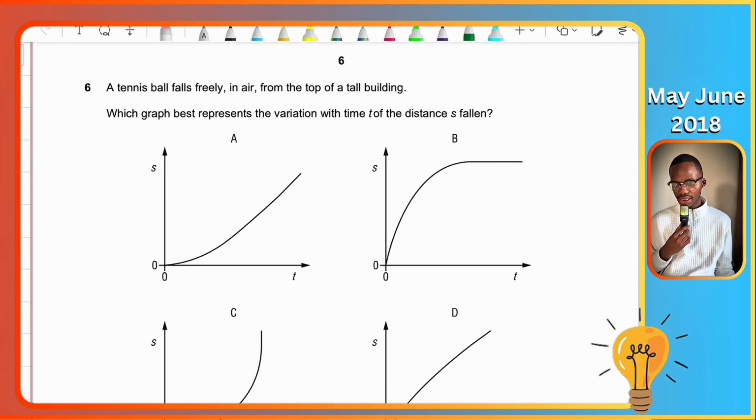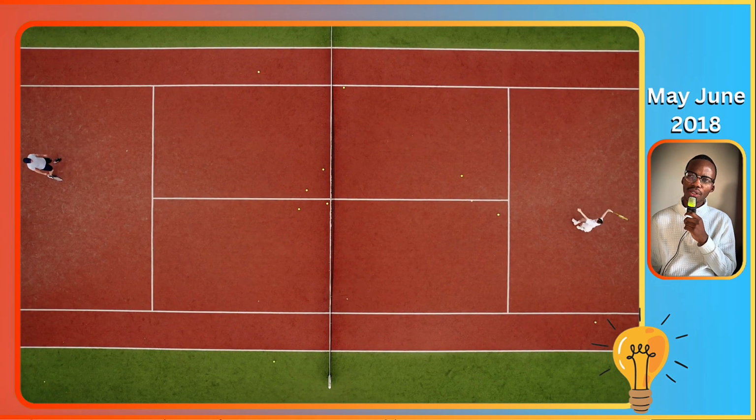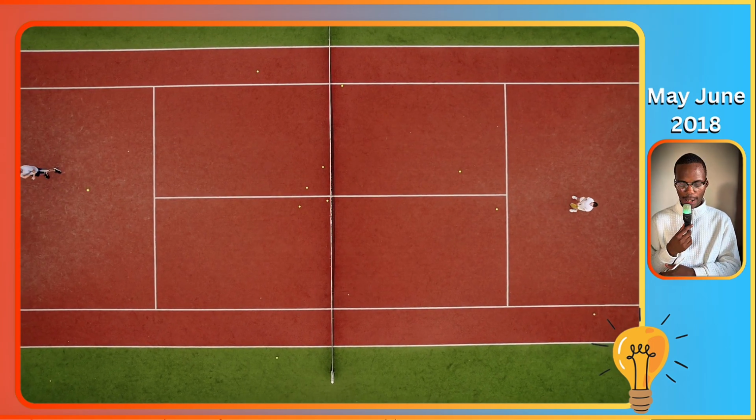We're given a tennis ball. I love tennis. I've never played tennis before though, which is quite weird. But tennis is a very lovely sport.